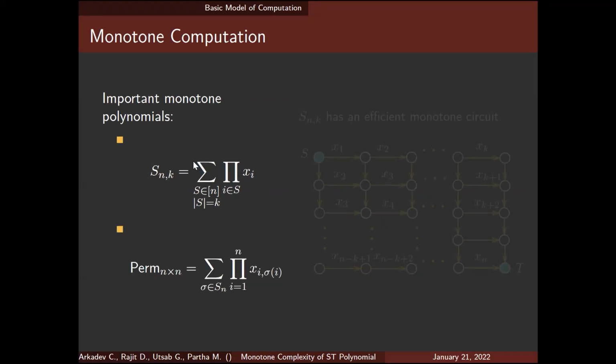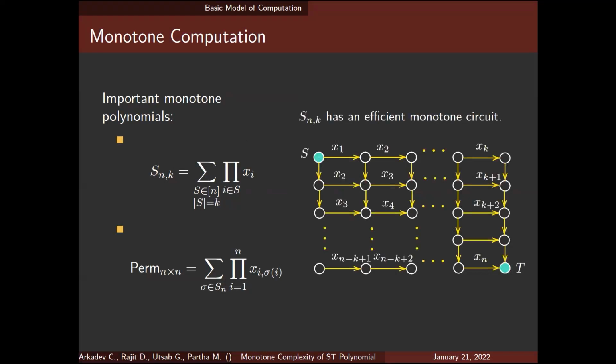Consider this symmetric polynomial. For k equal to n by 2, this symmetric polynomial has exponentially many monomials. So a depth 2 circuit will be of exponential size if it computes the symmetric polynomial. But the symmetric polynomial has an efficient monotone circuit. The diagram here is an algebraic branching program which is computing this symmetric polynomial. The algebraic branching program is a weaker model than arithmetic circuit and can be converted very efficiently to a monotone circuit.